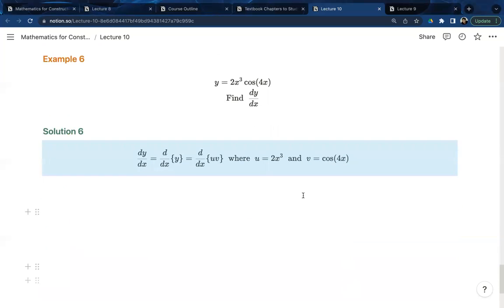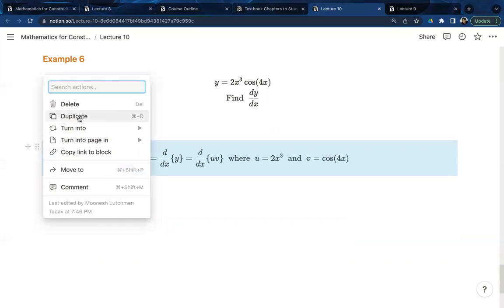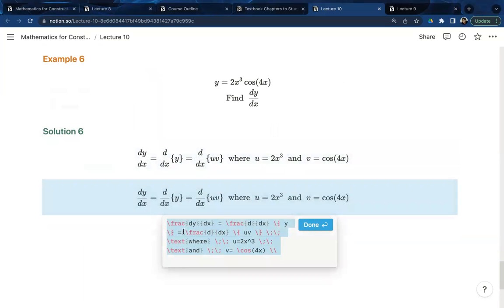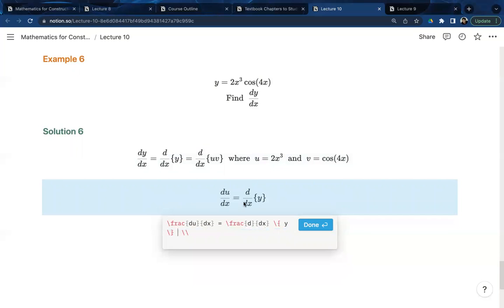Now that we identify what u and v are, we need to find du/dx and dv/dx, okay? So what is du/dx? Well, du/dx is the derivative of u with respect to x, okay? We apply the differential operator to u. What is u? u is 2x cubed.